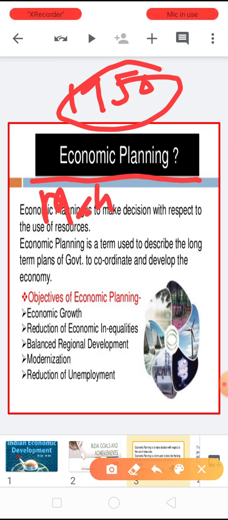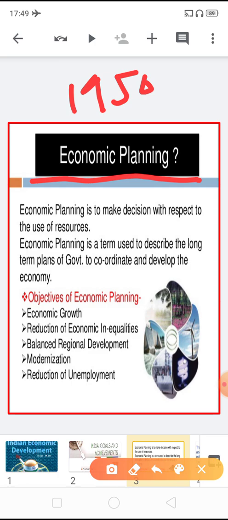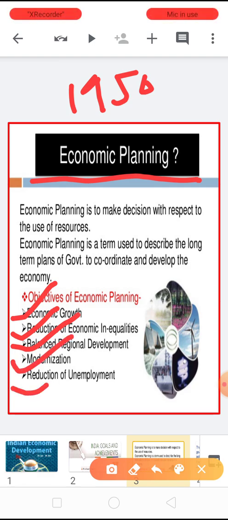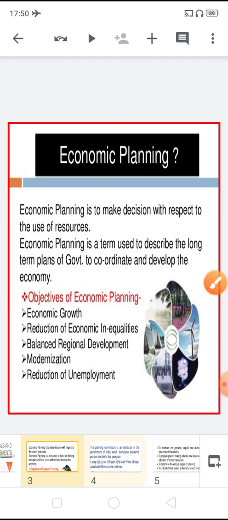So, children, economic planning is to make decisions with respect to the use of resources. As I just said, we are majorly focusing on utilizing the scarce resources in a much more rational way, and the objectives of economic planning are first economic growth, reduction of economic inequalities, balanced regional development, modernization, and reduction of unemployment. So, these are the basic objectives of economic planning. So, let us move ahead, children.